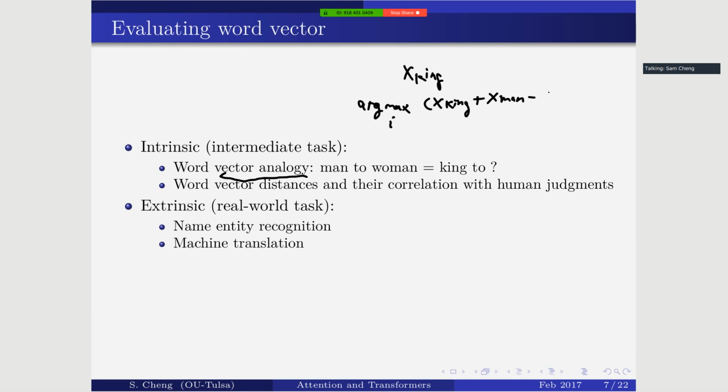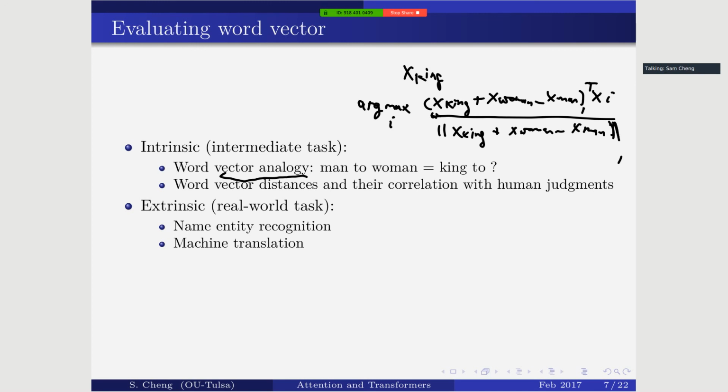Does it make sense? I think I got it wrong. It should be something like x_woman minus x_man, more like this, inner product with some x_i here. So we are maximizing that, but I need to normalize this vector here because in general this vector does not need to be normalized. Actually this normalization is not important, but anyway. So something like that.